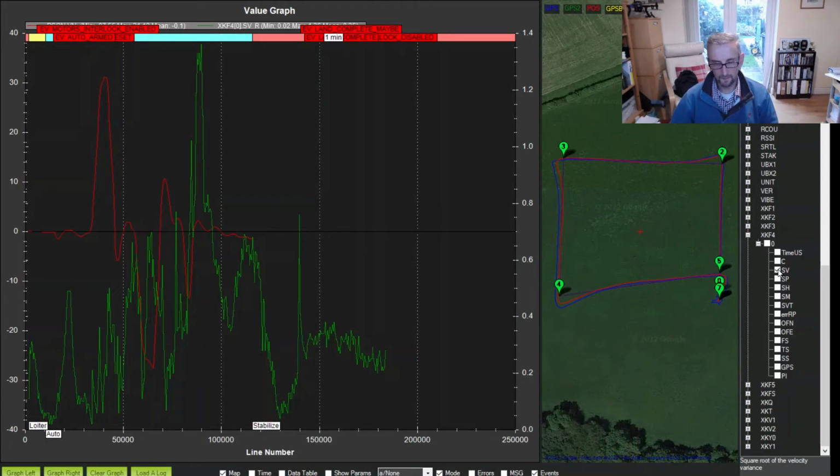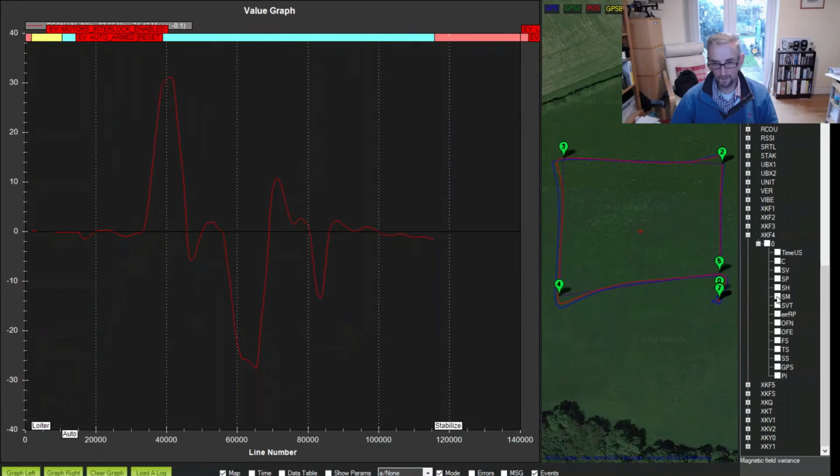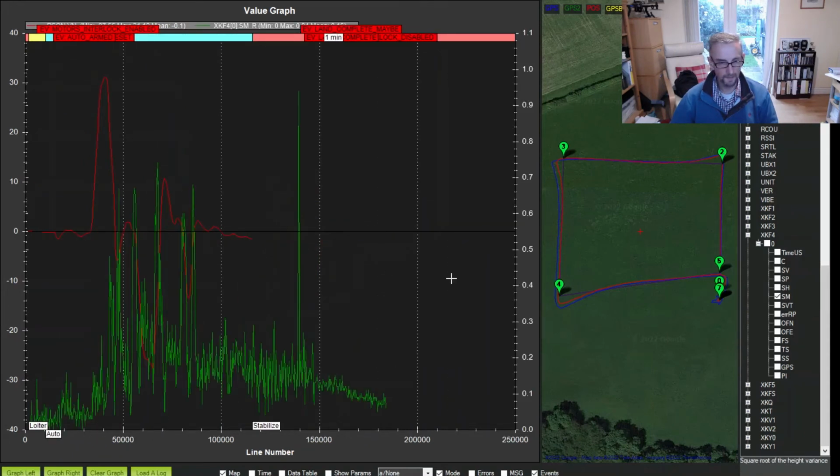And then finally the magnetometer variance. Okay, not quite hitting 1 here, but very, very high magnetometer variances. And you can see the 4 legs here effectively. Basically, every time you get rapid deceleration, rapid acceleration, the magnetometer variance shoots up.